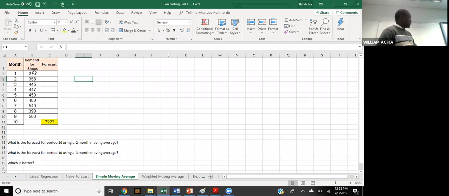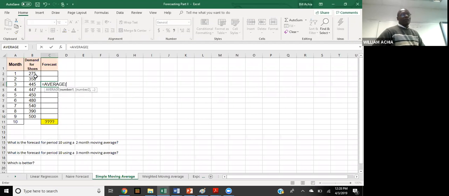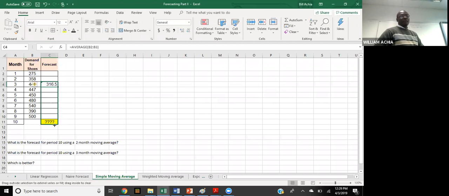The first question we have here is what's the forecast for period 10 using a 2-month moving average? That requires you to get the average of the 2 months prior to period 10, so the demand for periods 8 and 9 become your forecast for period 10. Again, it's very simple, straightforward. I would start here because the first forecast I would be able to calculate would be for period 3, which would be the average of periods 1 and 2. And if I drag that down, then I find that my forecast for period 10 is 445.